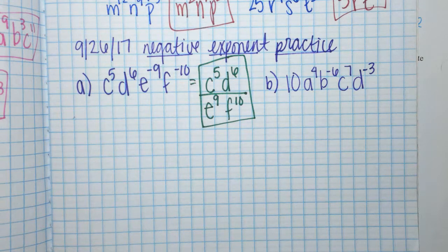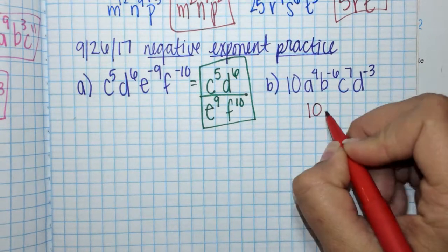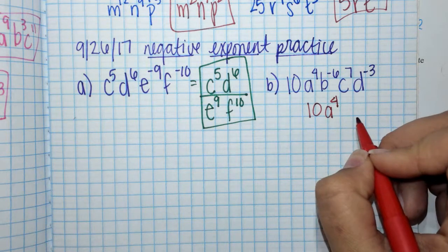Okay, can somebody tell me their answer? Alright, Jarek, tell me your answer. I got 10A on the top. You got 10 A to the power of 4. To the 4th power.